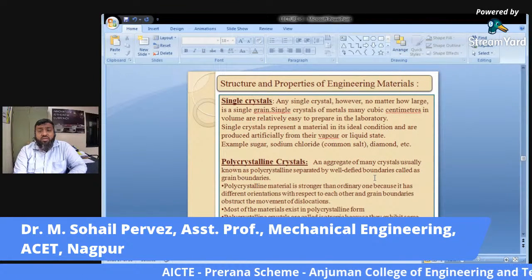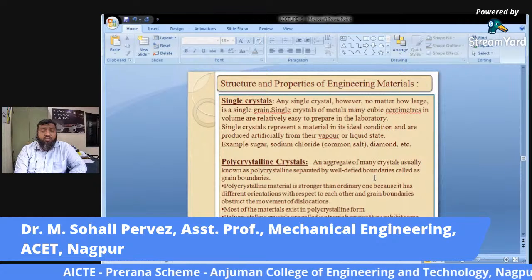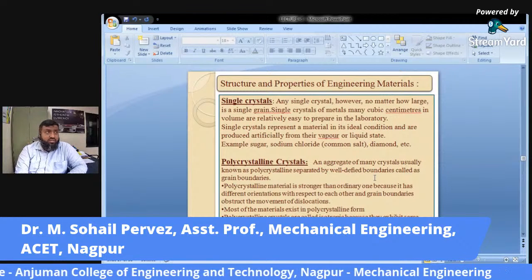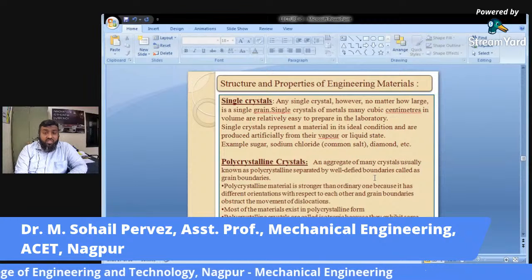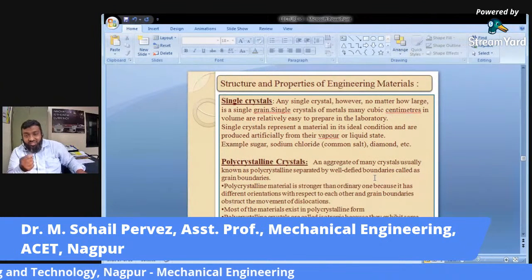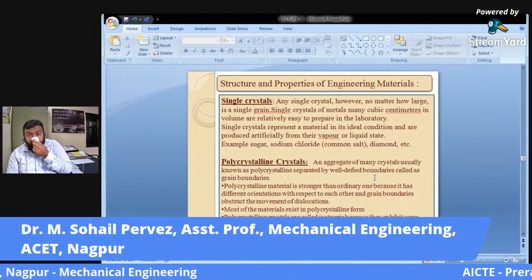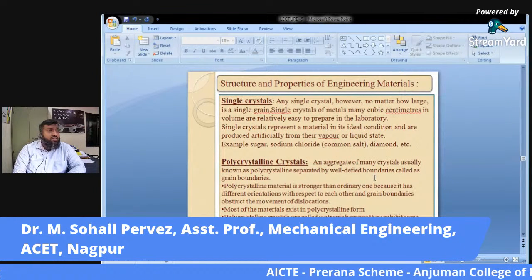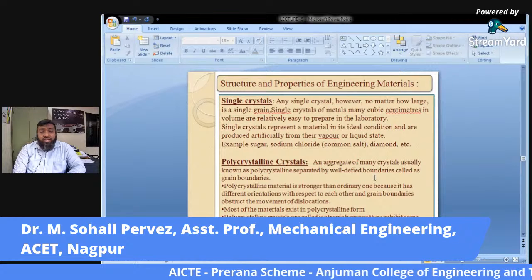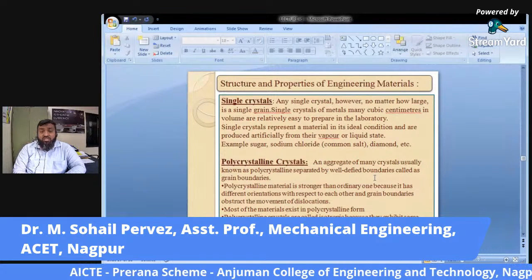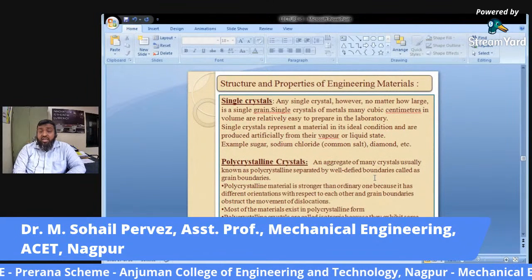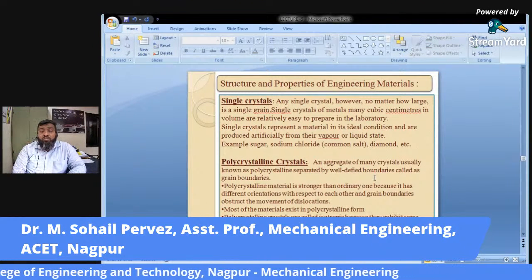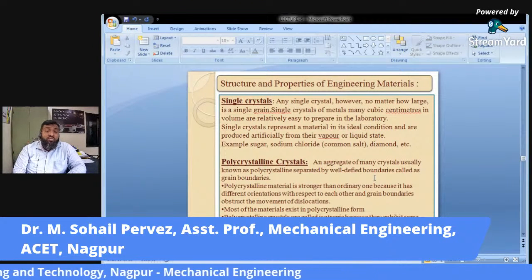A single crystal represents a material in its ideal condition and is produced artificially from its vapor or liquid state. Example, sugar. Yes, sugar, single crystal. Sodium chloride, common salt, diamonds. These are known as single crystals. Now, when I say polycrystalline crystals, it is an aggregate of many crystals, usually known as polycrystallines, separated by well-defined boundaries called grain boundaries.